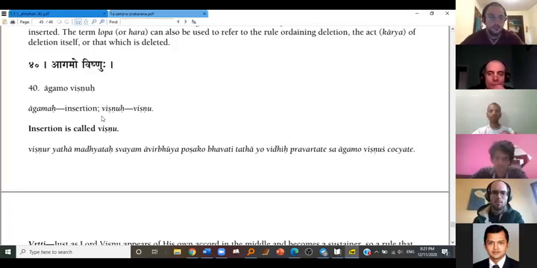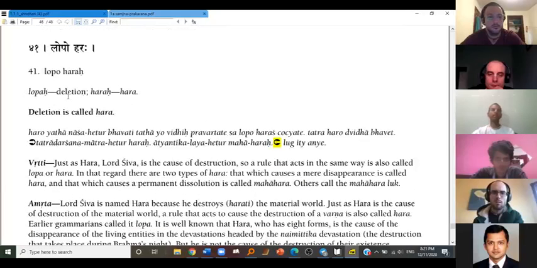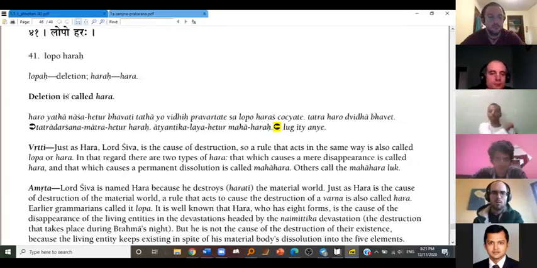This is just the theory part. In the next chapter, which will begin from Monday onwards, we'll be practically applying all this: āgama, ādeśo, and lopo. So lopo is lopo haraḥ. Deletion is called haraḥ. So we studied substitution, insertion, and the third one is deletion.